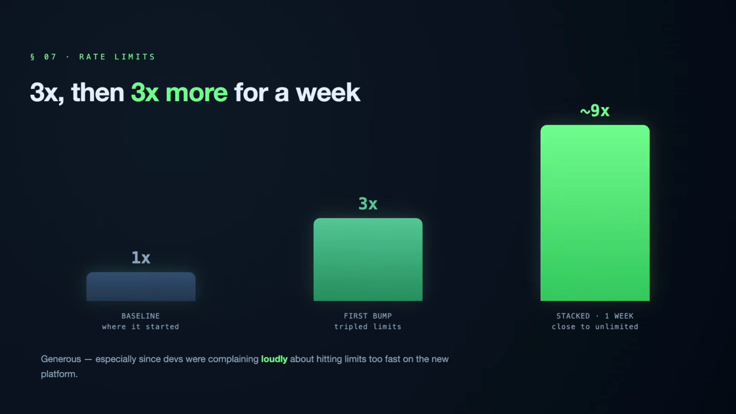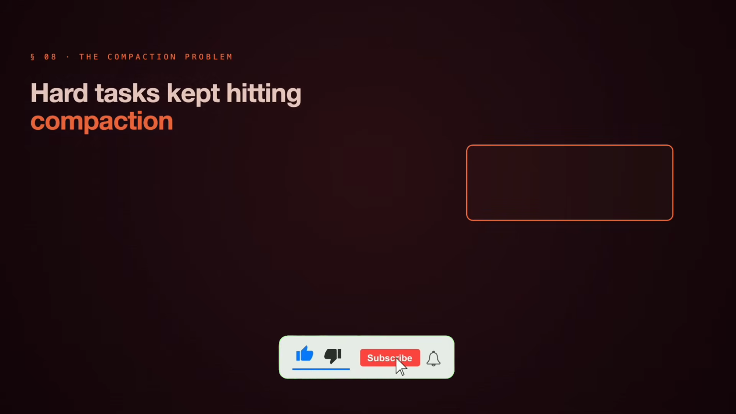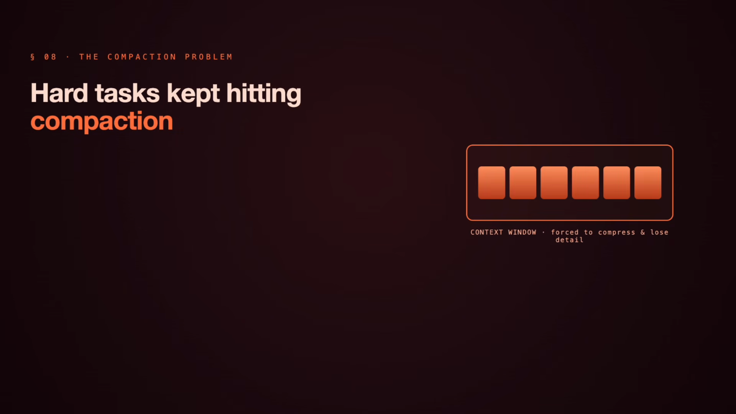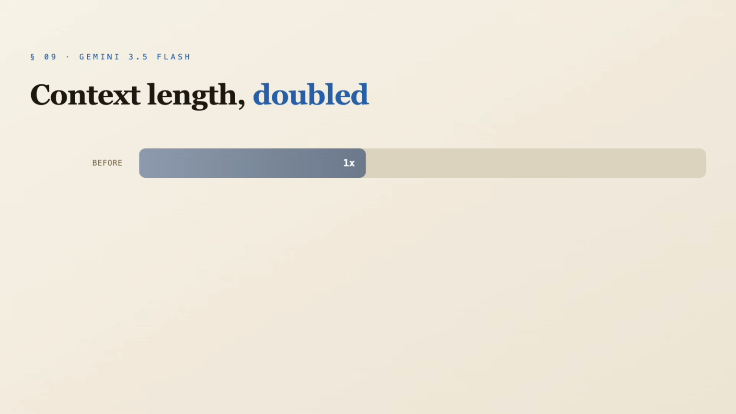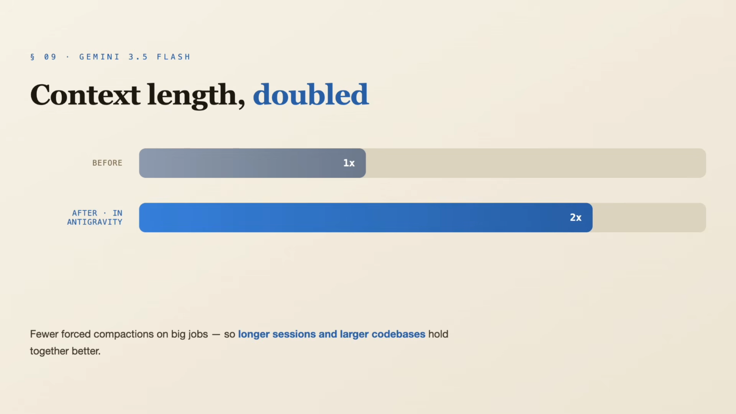They also doubled the context length for Gemini 3.5 Flash inside Anti-gravity. The reason given was that people running hard tasks were hitting compaction over and over, which is when the system has to compress your conversation to fit the window. And every time that happens, it can quietly hurt the model's performance because it loses detail. Doubling the context means fewer of those forced compactions on big jobs, so longer sessions and larger code bases hold together better.